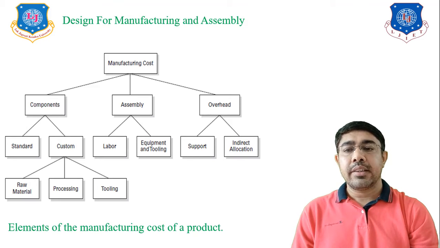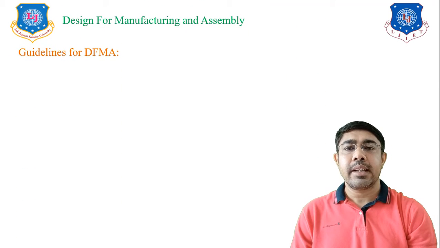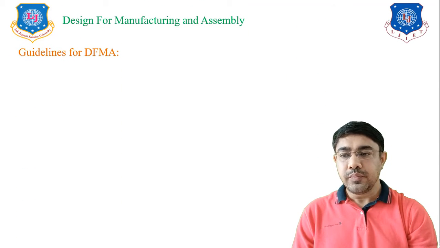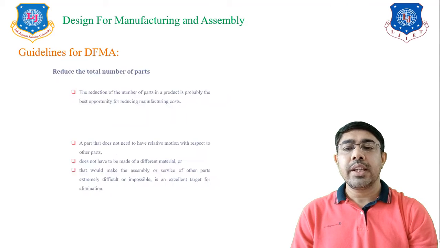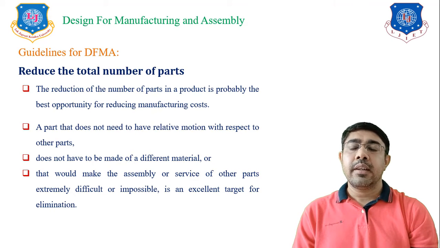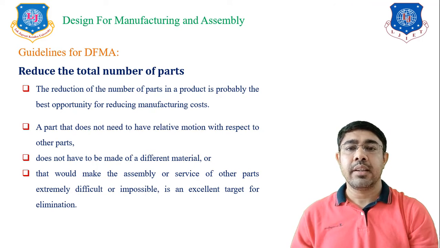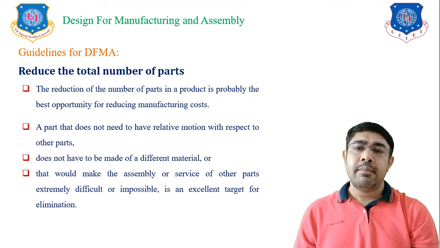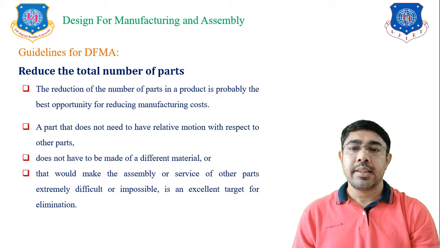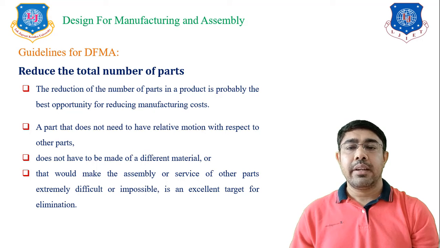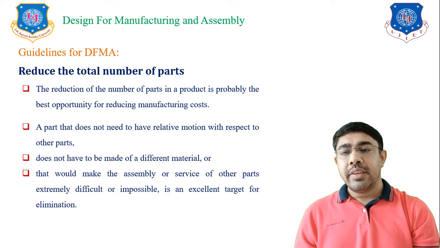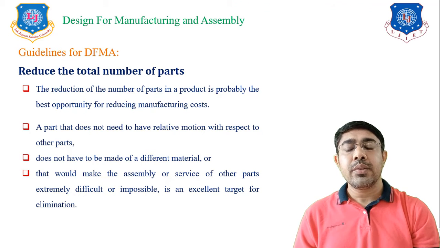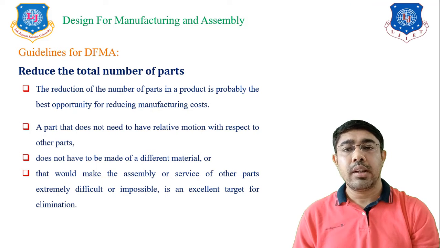So let's start the guidelines which have to be followed for design for manufacturing and assemblies. The first guideline is reducing the total number of parts. As we know, if any product has more parts, then the manufacturing cost and assembly cost increase, because as the number of parts increases, more assembly time is required and assembly becomes complicated. So the first guideline to consider is to reduce the total number of parts.